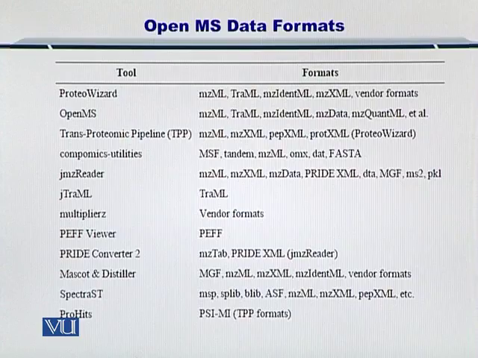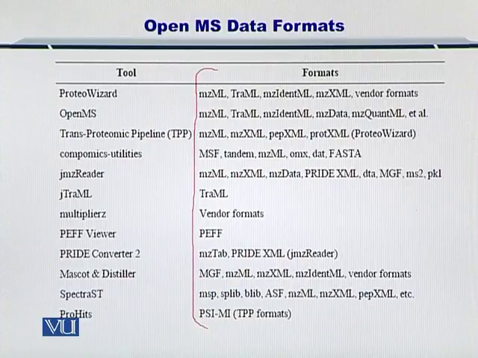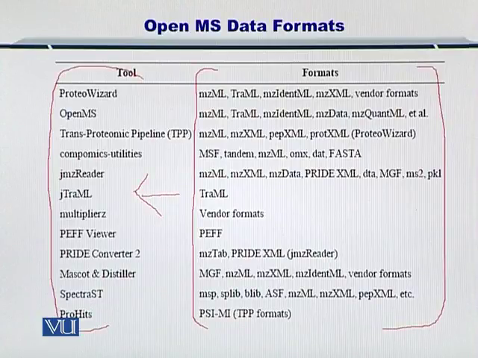Next, there are several tools that you can use to output your raw file formats into the standard formats and process these standard formats. This table tabulates all of these formats for you. So depending on which file format you're looking at, you can select the tool of your choice to process your data. For instance, OpenMS can output data in MZ-ML, TRA-ML, MZ-Data, MZ-QuantML, and so on and so forth.